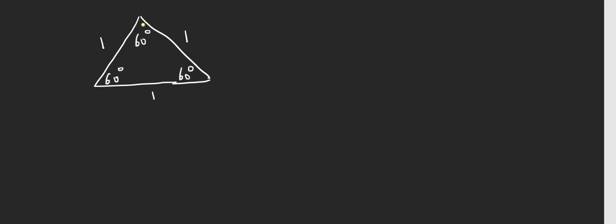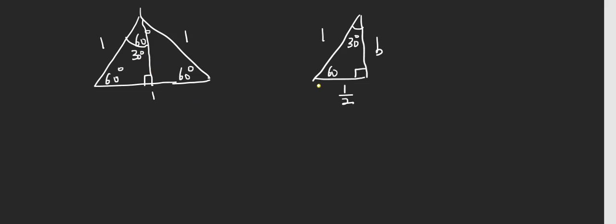Let's cut this in half. Now, if you cut this in half, you know that this angle right here will be 30. So you get a triangle that looks something like this. Opposite of 90 will be 1. Opposite of 30 is 1/2. Opposite of 60, let's call it B. And how can we find the length of B?